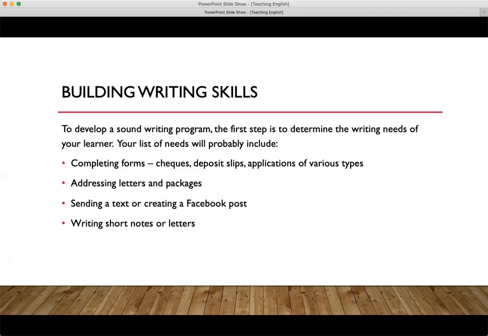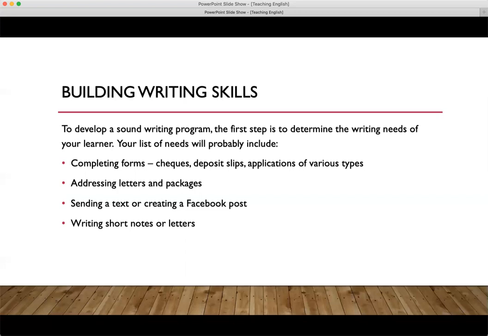To develop a sound writing program, the first step is to determine the writing needs of your learner. Your list of needs will probably include completing forms, checks, deposit slips, applications of various types, addressing letters and packages, sending a text or creating a Facebook post, writing short notes or letters. In order to complete these tasks, learners need to understand what the format requires and then practice using that format.